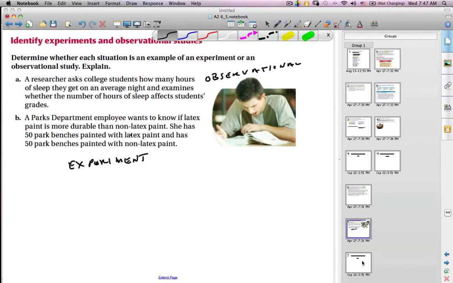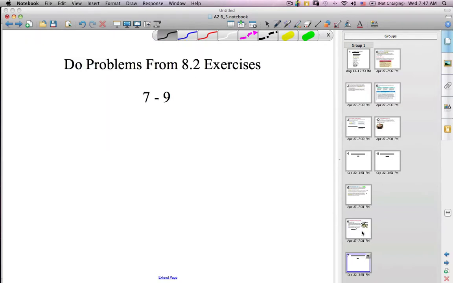Okay, so go ahead and practice identifying these things. Do problems 7 through 9. Sorry, and again, I've misidentified this. We're in 6.5, not in 8.2. So ignore that. Okay? Come on back to the lesson when you're done.